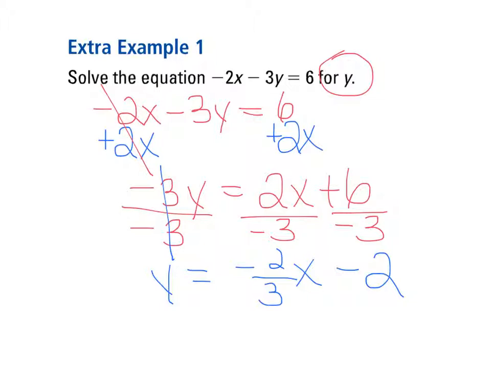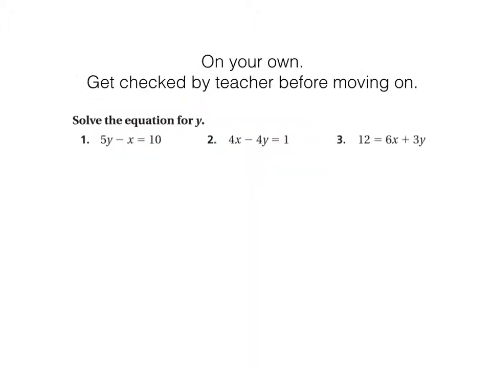Pause the movie, check your notes, and make any adjustments or any changes so that you have the correct example in your notes. Now it's time to try some on your own. Pause the movie, solve these 3 equations, and get them checked by your teacher. When you have 100%, you can move on.